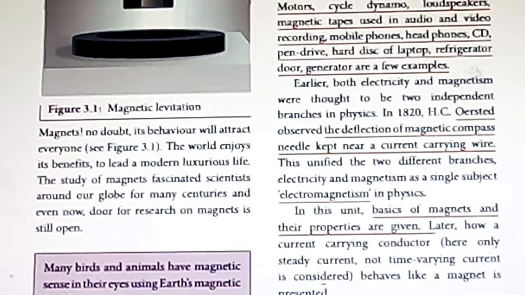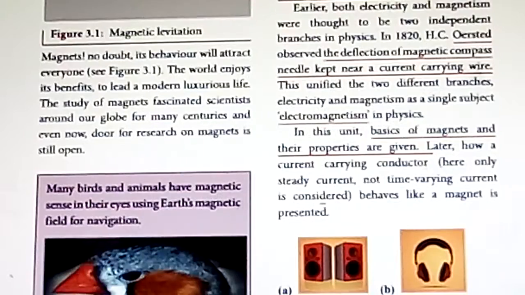Earlier it was thought that electricity and magnetism were two independent branches of physics, but in the year 1820, a scientist called Oersted observed the deflection of a magnetic compass needle, which was kept near a current-carrying wire. So this unified the two different branches, electricity and magnetism, as a single subject called electromagnetism in physics. So in this unit, we are going to study the basics of magnets and their properties also.